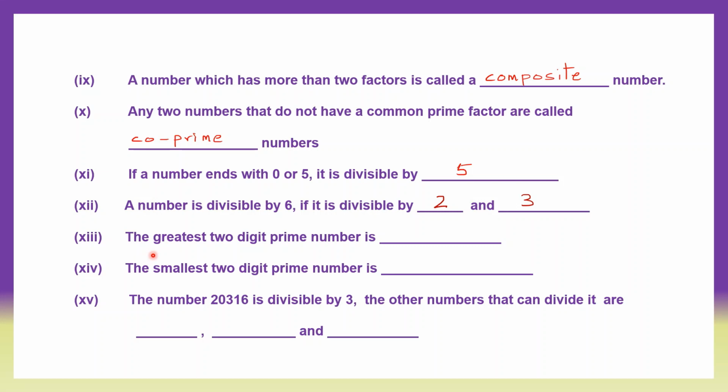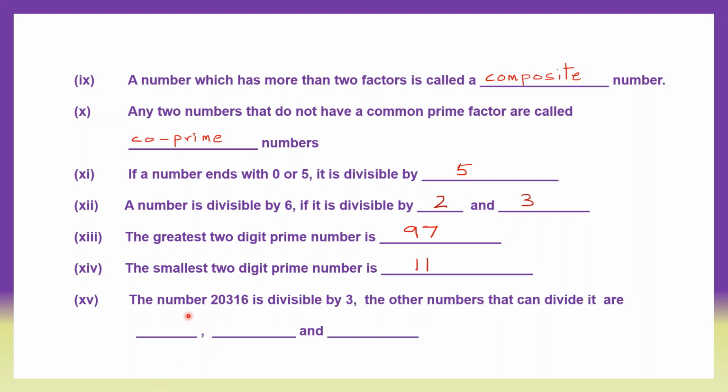Question 13. The greatest two-digit prime number is dash. I hope all of you know all prime numbers up to 100. So which is the greatest two-digit prime number? The greatest two-digit prime number is 97. Next one, the smallest two-digit prime number. Let's try and remember all the prime numbers starting from 2: 2, 3, 5, 7, 11. 11 is the smallest two-digit prime number.